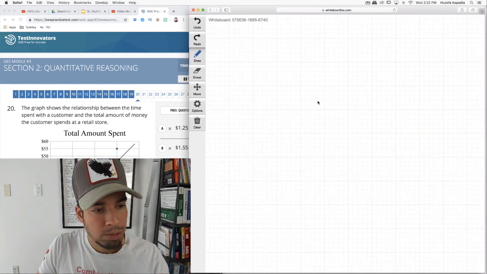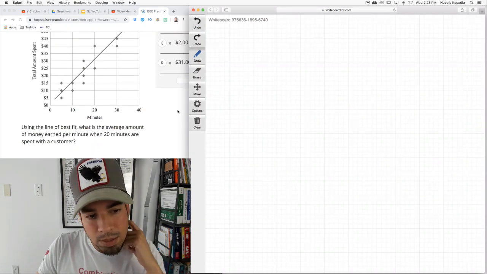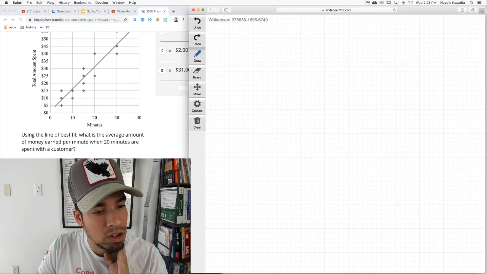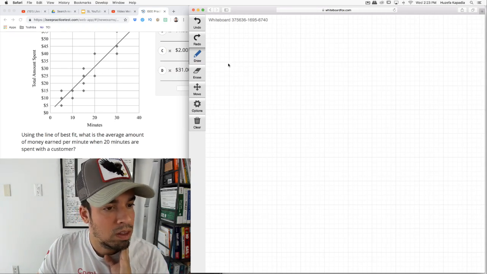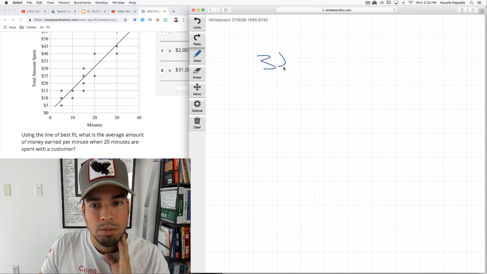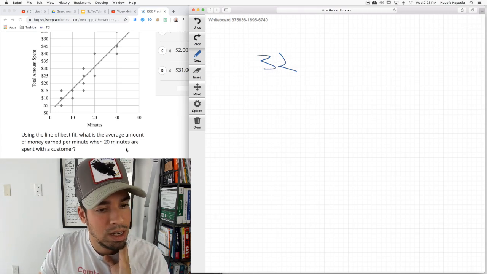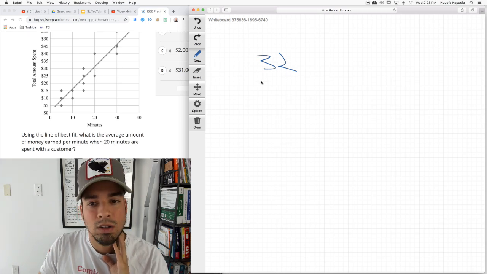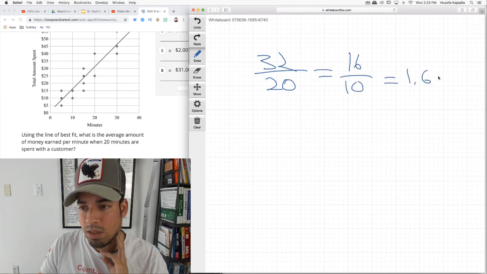The graph shows the relationship between the time spent with the customer and the total amount of money the customer spends. Using the line of best fit, what is the average amount of money earned per minute when 20 minutes are spent with the customer? 20 minutes. Line of best fit is, let's say, 32. But that's total amount spent. They said, what is the average amount earned per minute? So it's $32 divided by 20, which is 16 divided by 10, which is 1.60.